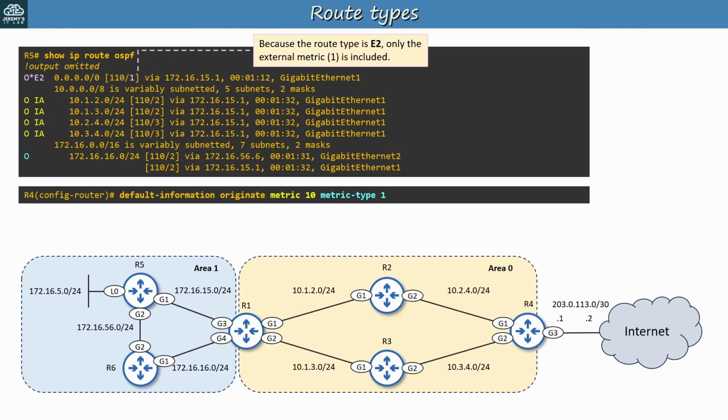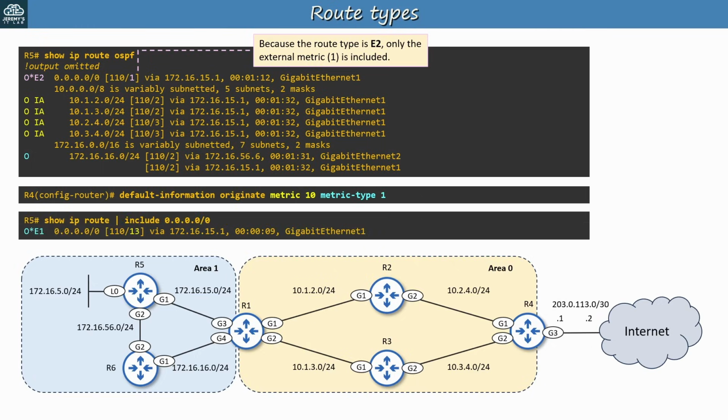All of these links have the default cost of 1. So that's 1 to go from R5 to R1, 1 to go from R1 to R2 or R3, and then 1 to go to R4. Therefore, the cost of R5's default route is now 13. So remember the difference between external Type 1 and Type 2 routes. Type 1 includes both the external metric and the cost to reach the ASBR, while Type 2 includes only the external metric.